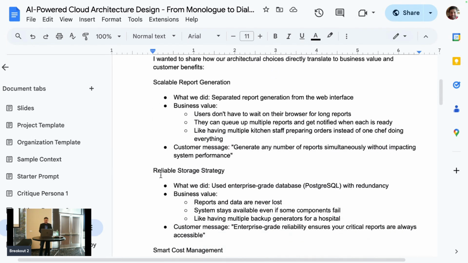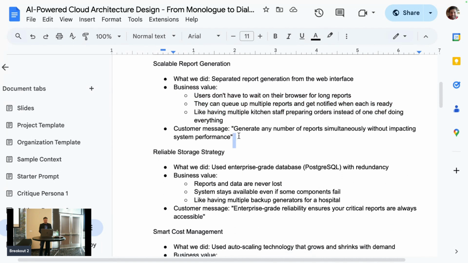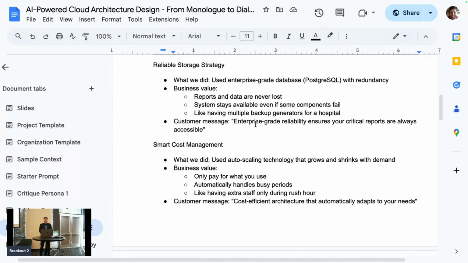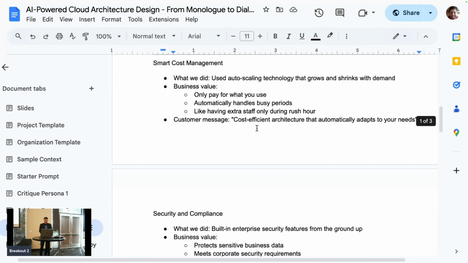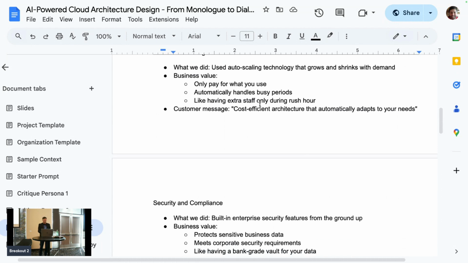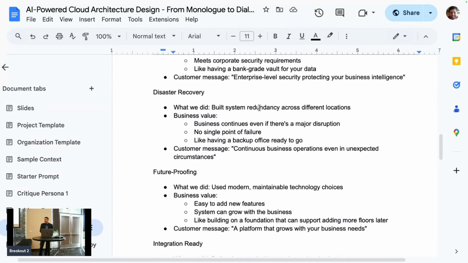And then it goes through each step and asks, what do we do? It explains it in more simple terms. What's the business value of it? And even a customer message, like we can generate reports simultaneously without impacting performance. That's why we're doing this upgrade for you. We're adding more reliability. We're using auto scaling so that it's more cost efficient, so it doesn't cost as much to run, but when you need it, it'll be there. All these things are in here. So handy stuff.